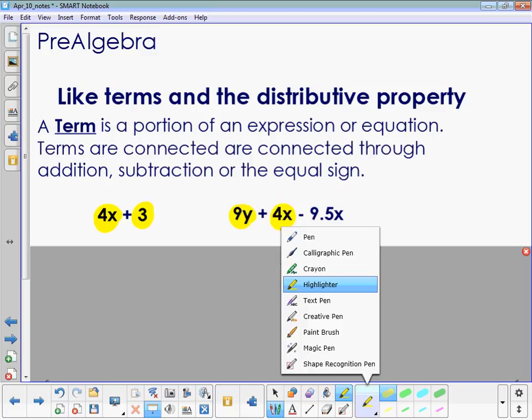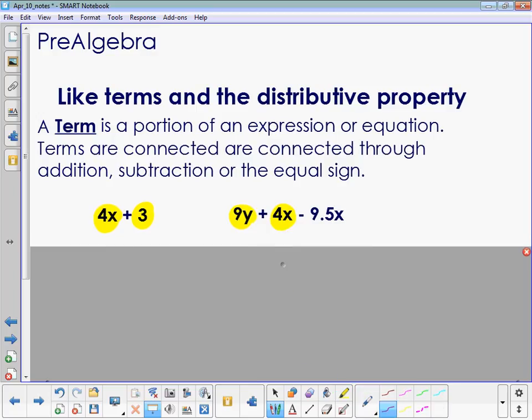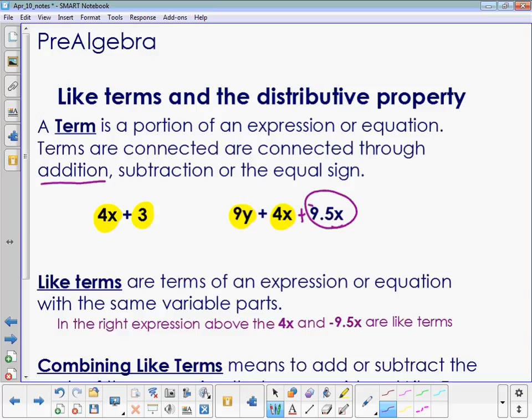Now when we get to this last part here, I got a minus 9.5x. That's really a plus negative. So the negative 9.5x is a term. So really when I look at it, it is connected by addition or subtraction, but it's really the addition that we're wanting to find. So if it's a subtraction, we have to think of it as being a negative number there. Okay, so now what do we do with those?